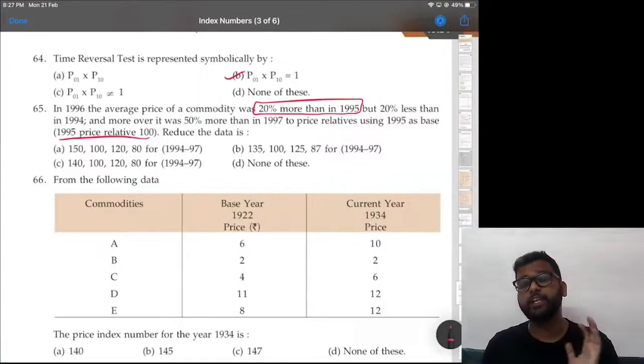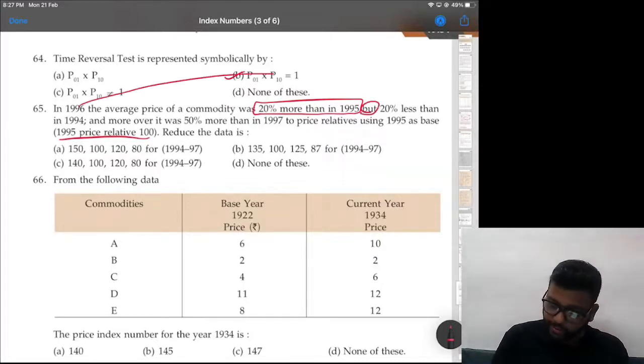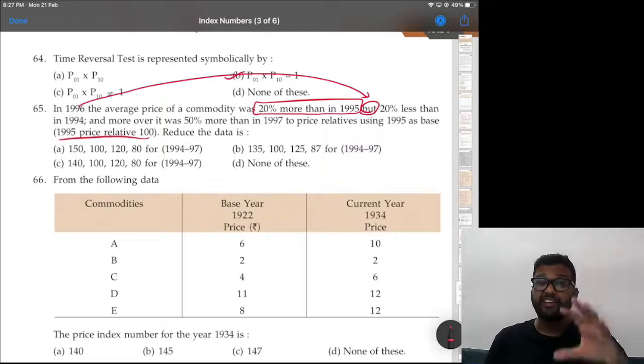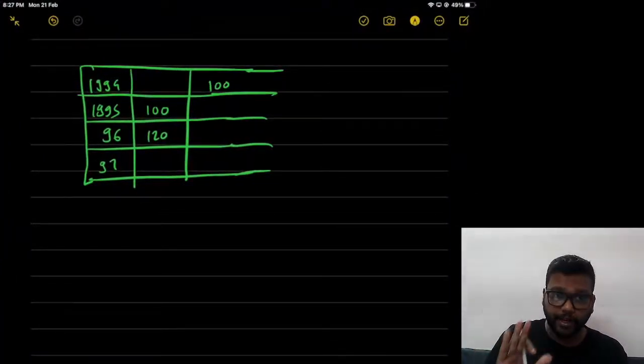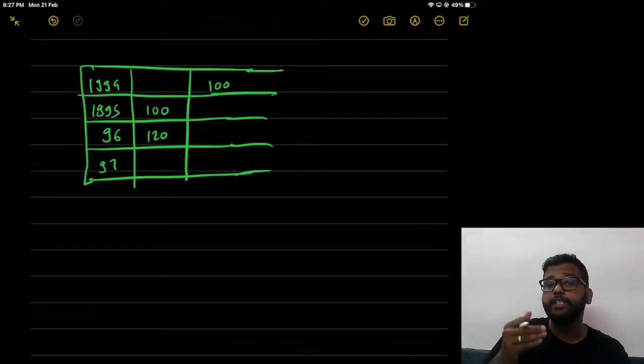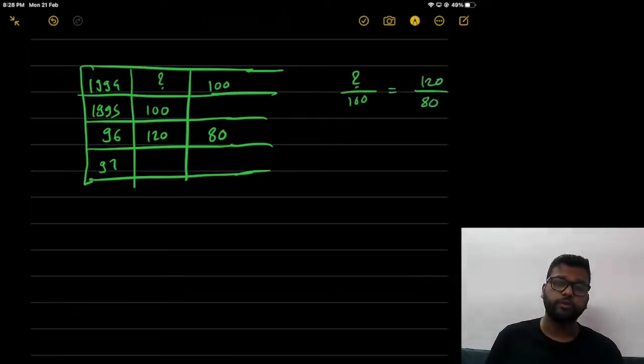But 20% less than 1994. Now understand very carefully. But means they are talking about this 1996 only. That means 1996 price was 20% less than 1994. That means if 1994 is 100, then 1996 is 20% less, means 80. So can we just cross multiply? This is question mark. We have question mark is to 100 is equal to 120 is to 80. You can just form a ratio like this. So if you cross multiply, what do you get?